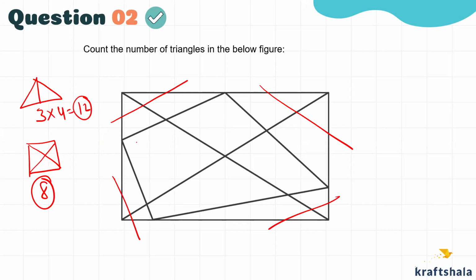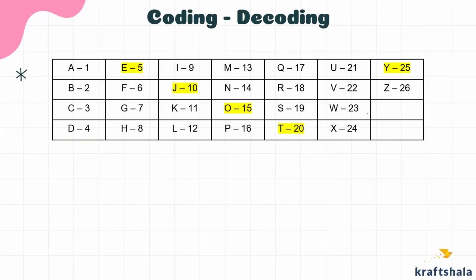Any combination? No. No triangle is being formed by combination, so 12 plus 8, 20 triangles. Clear? So generally this is the maximum level that they can ask. So from standard figures you will get the answers. Let's move on to the last topic of today's session, that is coding decoding.